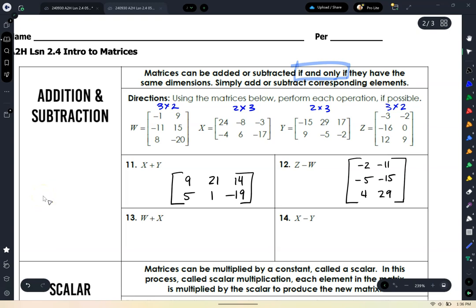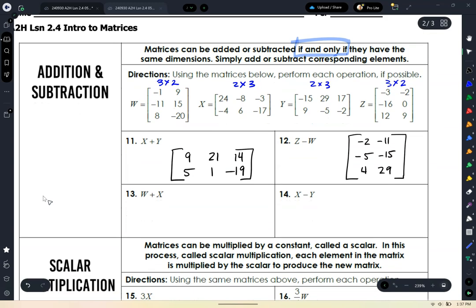Okay, so pay attention to your subtracting of matrices, because if you're subtracting a negative, you're really adding, right? The opposite of a negative is a positive. All right, you do 13 and 14. Go. If you can't do it, you can just say not possible.